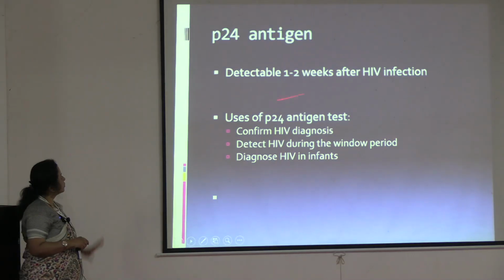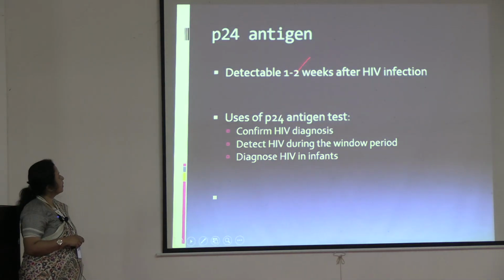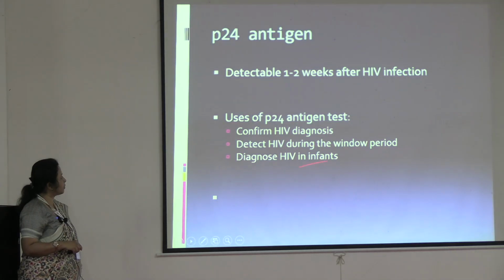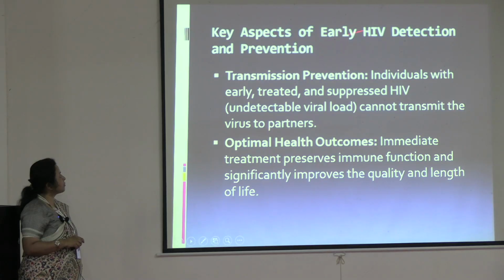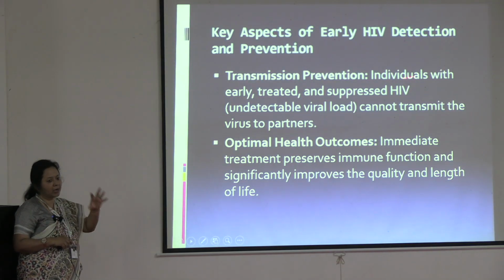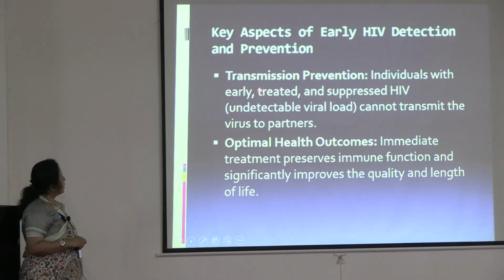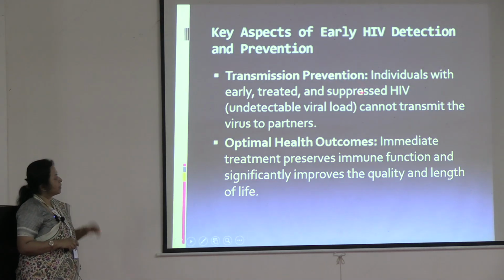P24 antigen, when it is detected 1 to 2 weeks after HIV infection, confirms HIV diagnosis, detects HIV during the window period, and diagnoses HIV in infants. Key aspects of early HIV detection and prevention: very important is how early you can detect them. Transmission prevention, it will help.